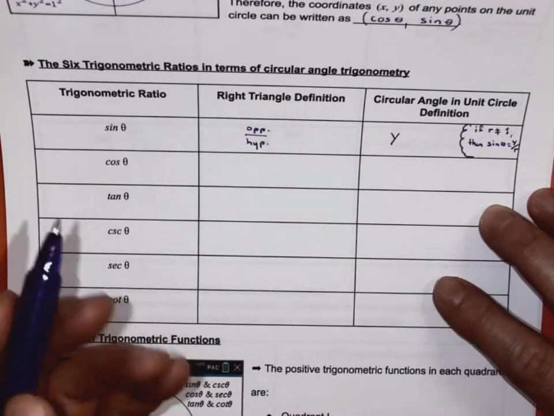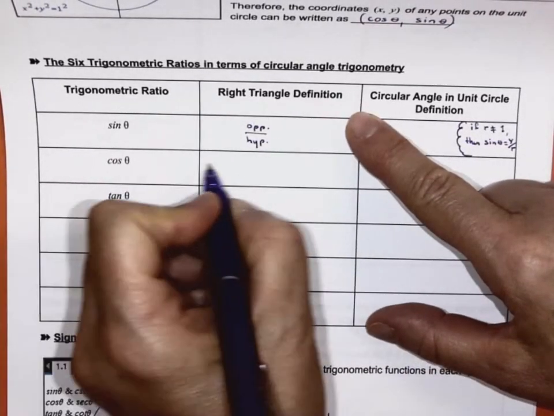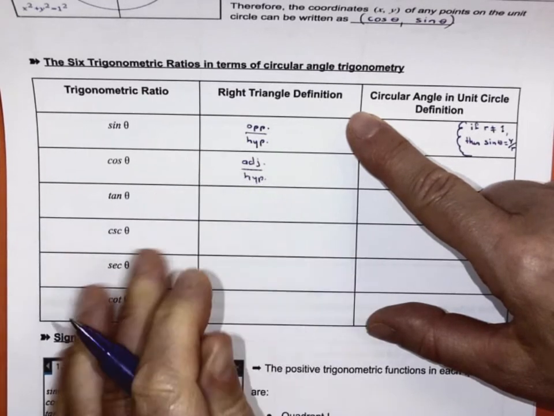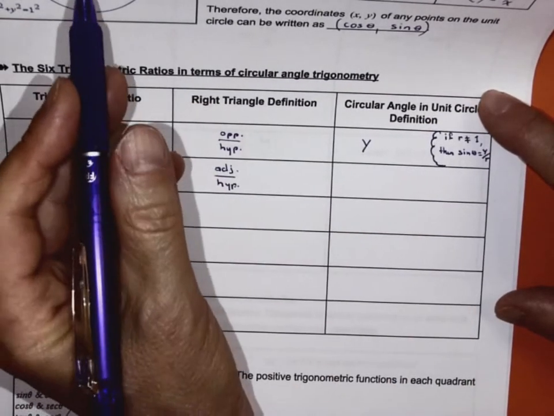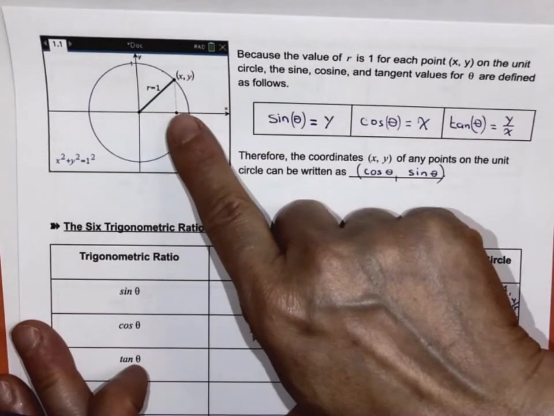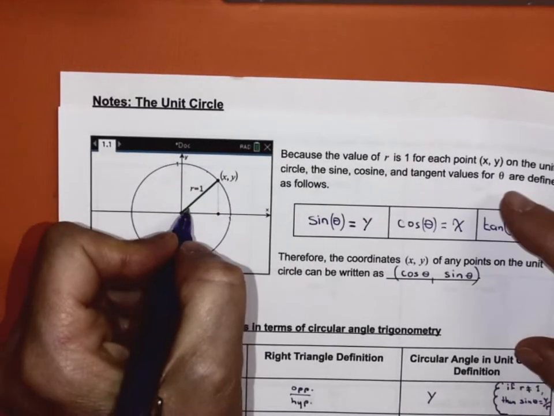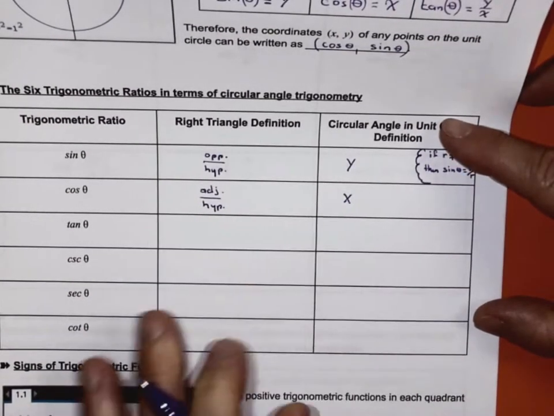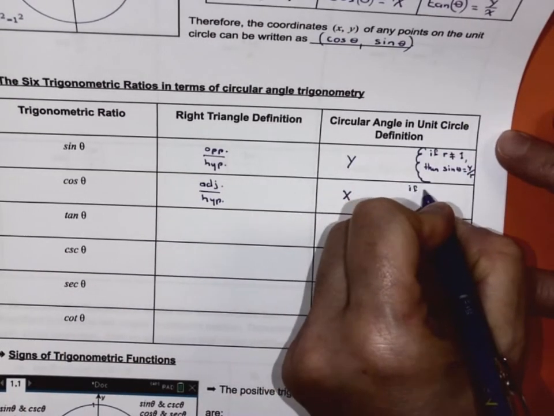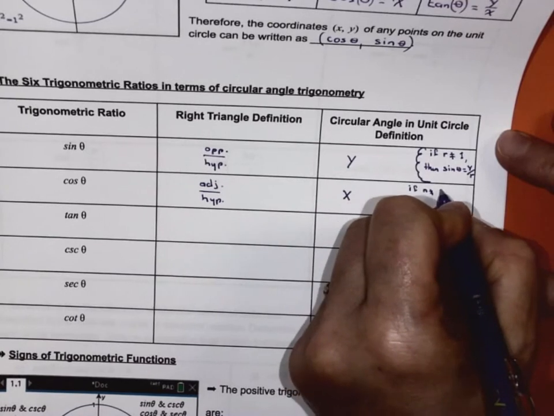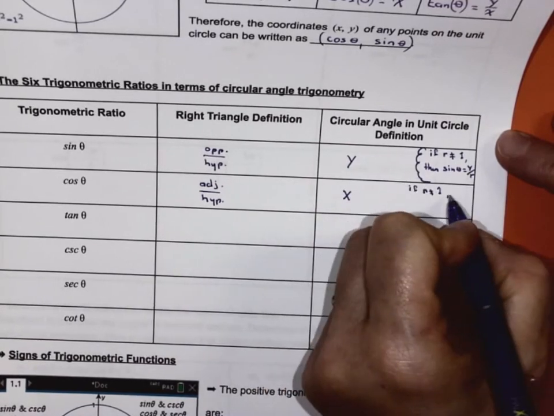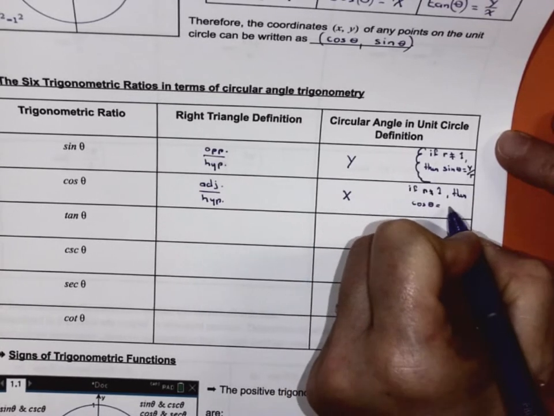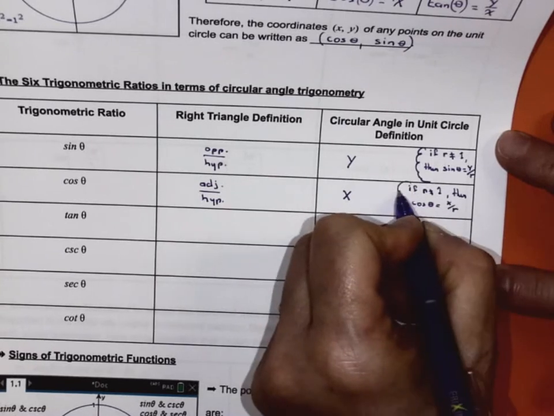The cosine in the triangle used to be adjacent over hypotenuse, right? So this would just be the adjacent side of my angle theta, that would be my x value. And again, if r is not equal to 1, then your cosine theta would be equal to x over r, whatever r is, right?